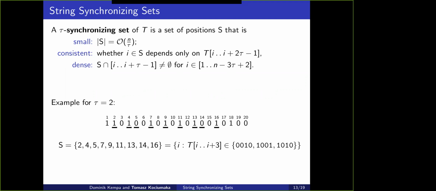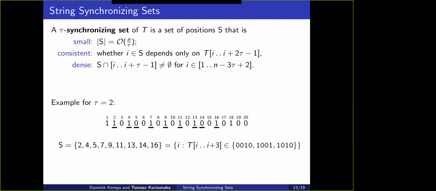And those differences turn out crucial for BWT construction, and also useful for LCE queries, but not crucial in that application. So the high level properties are the same as for partitioning sets. Synchronizing sets should be small, locally consistent, and dense. Again, you have parameter tau, and small means that the size should be n over tau. Consistency means that the choice whether a position is in the synchronizing set or not should depend only on the local context. And unlike partitioning sets, we insist that this context is only a rightwards context, so that the decision whether to include i in S or not should depend only on the two tau characters following i. And the density means that at least one in every tau characters should be chosen.